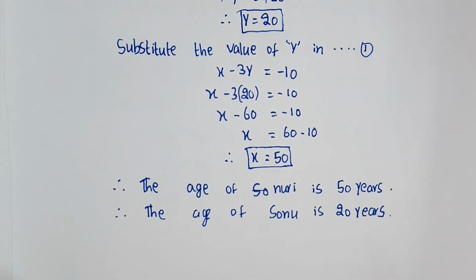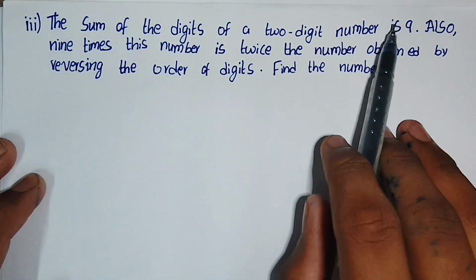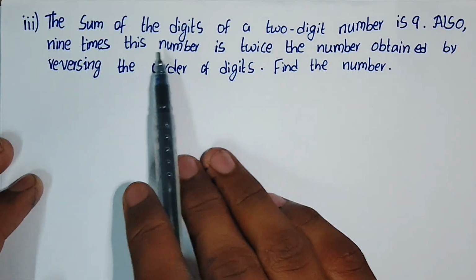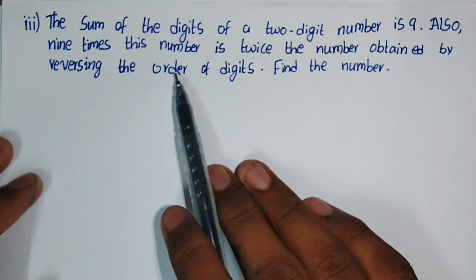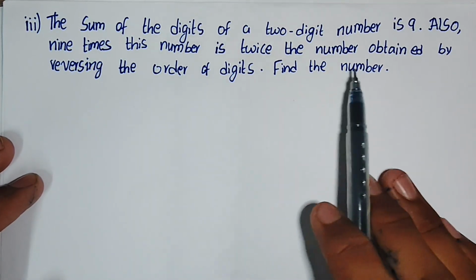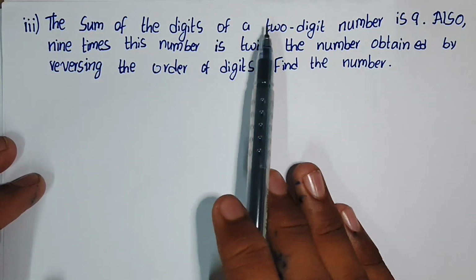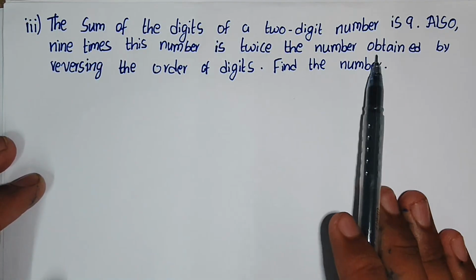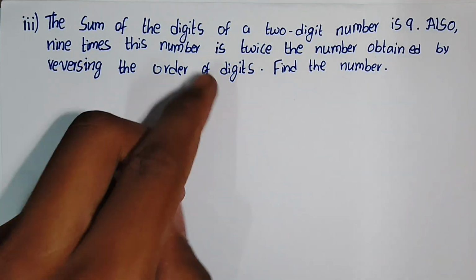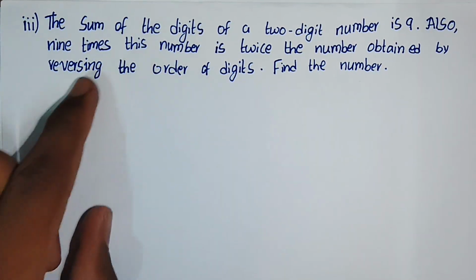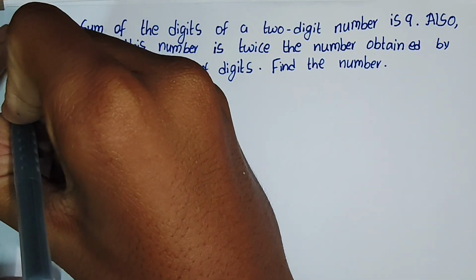Now let's go to the third question. The third problem is: the sum of digits of a two-digit number is 9. Also 9 times this number is twice the number obtained by reversing the order of digits. Find the number. He said the sum of two digits of a two-digit number is 9. After, 9 times this number is twice the number obtained by reversing the order of digits. Find the number. So let us solve it.